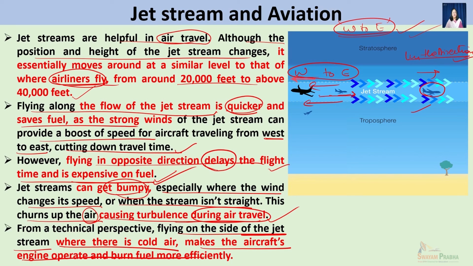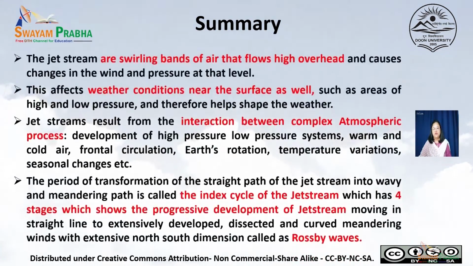Jet streams definitely impact the aviation conditions if you are located in those specific latitudes where the jet streams are most well developed. Coming to the summary of the video lecture, jet streams are swirling bands of air that flow high overhead and cause changes in wind and pressure at that level. This affects the weather conditions near the surface, such as areas of high and low pressure, and therefore helps shape the weather in different latitudes of the world.